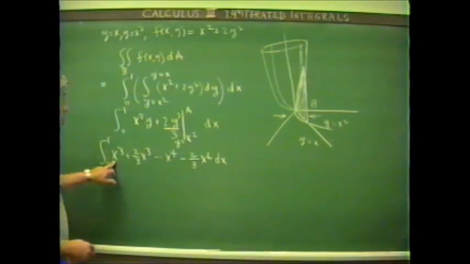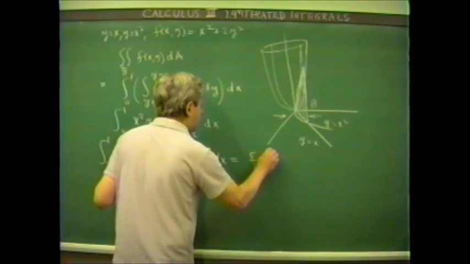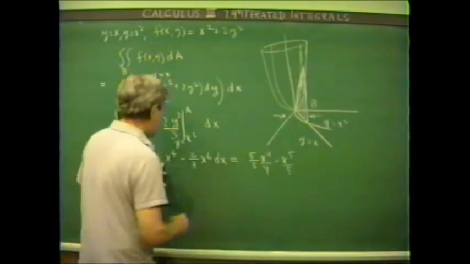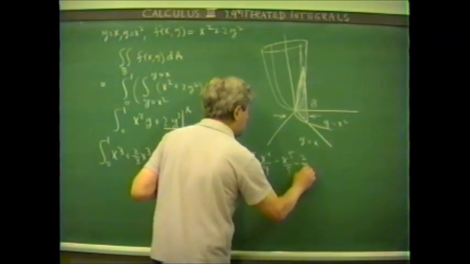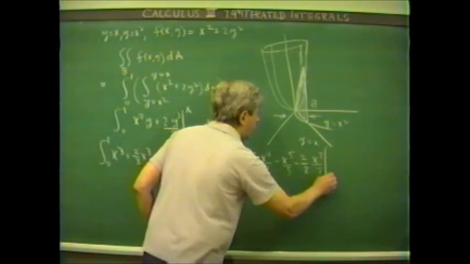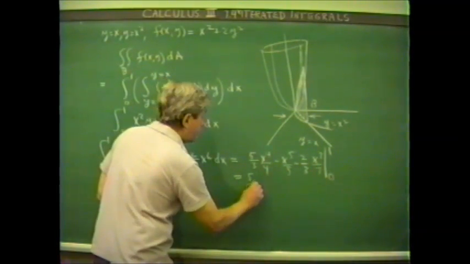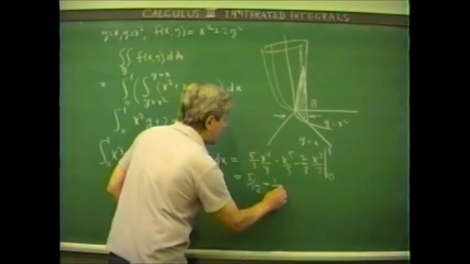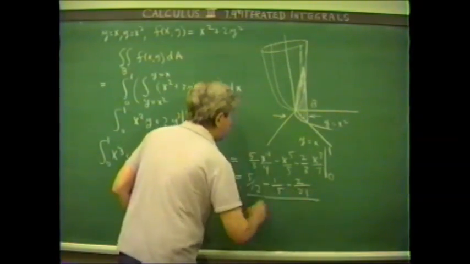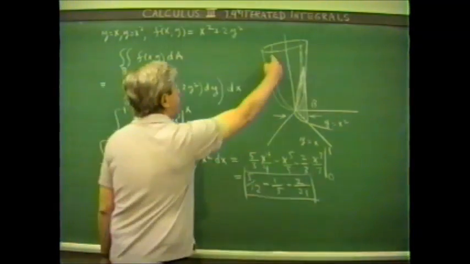Well, what have we got here? We've got 5/3 x cubed, so that this is going to be equal to 5/3 x to the 4th over 4, minus x to the 5th over 5, minus 2/3 x to the 7th over 7. We evaluate this then from 0 to 1. And that's going to give us 5/12, 5 over 3 times 4, minus the 5th, minus 2/21. So this right here then should be the volume above this region and underneath the surface.